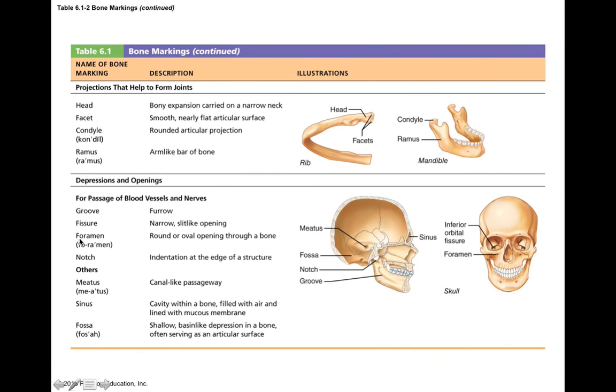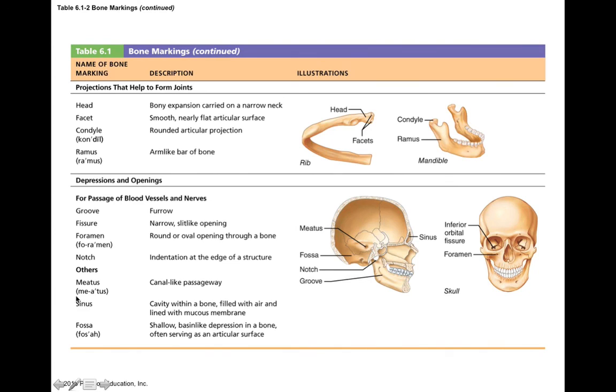Now, depressions and openings, there's lots of different types. You have grooves, fissures, foramen, notches, meatuses, sinuses, and fossa. A groove is just a furrow, and a fissure is more of a narrow slit-like opening. Foramina are round or oval openings in bone, which typically allow for the passageway of blood vessels and nerves. Notches are just indentations, and meatuses are canal-like passageways. A fossa is a shallow basin-like depression in bone.